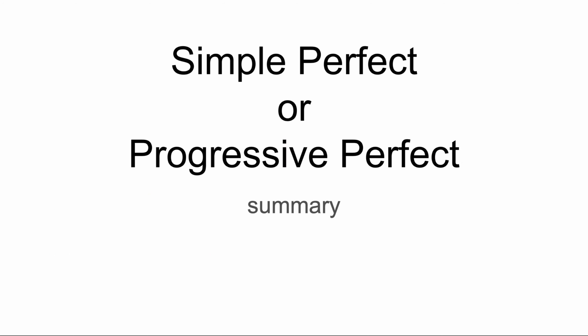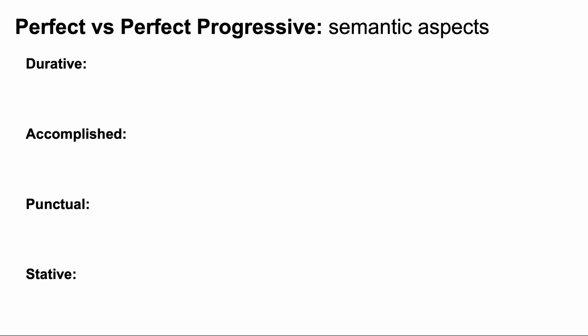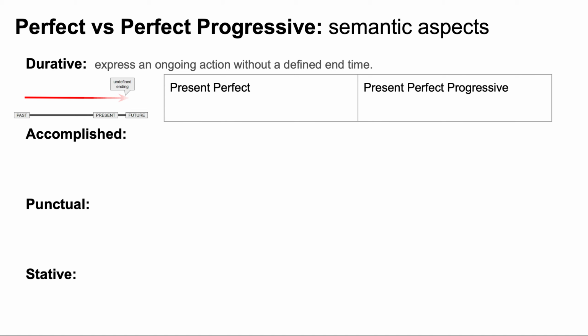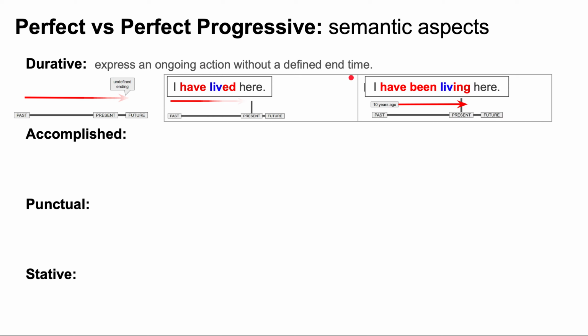Now let's summarize. We use durative verbs to express an ongoing action without a defined end time. In the present perfect, the action may or may not continue into the present. For example, I have lived here. In the present perfect progressive, the action continues into the present. I have been living here. We can also use the present perfect for actions continuing into the present. For example, I have lived here for 10 years.